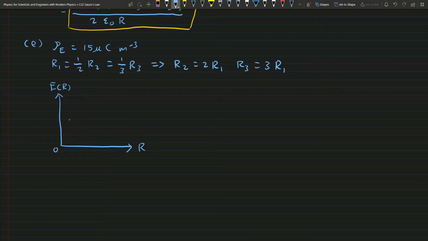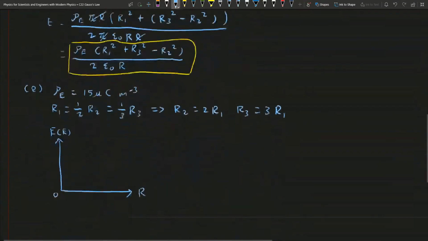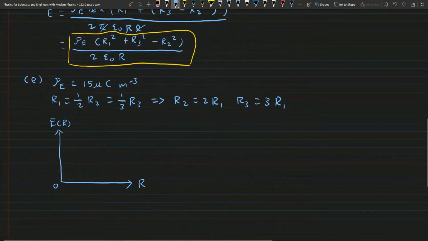So from this 0 until the R1, let's refer back to the case A. You can see here this function is actually proportional to R, this charge density, and 2 epsilon naught is constant, so this E is proportional to R. That means this increases linearly with R like this until this R1, and our R1 is given by 5.0 cm, right?